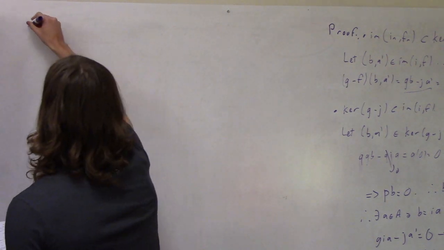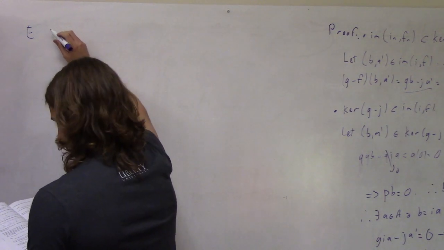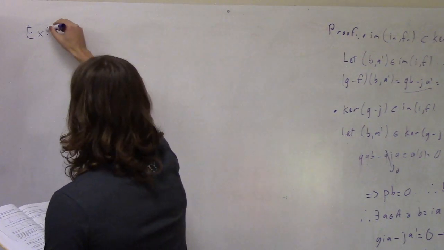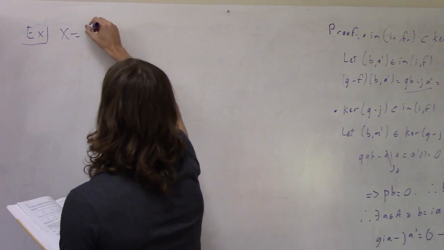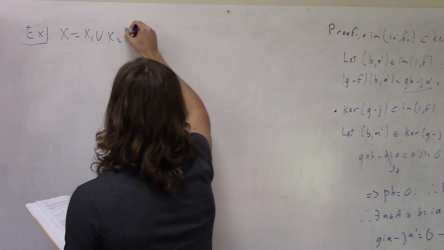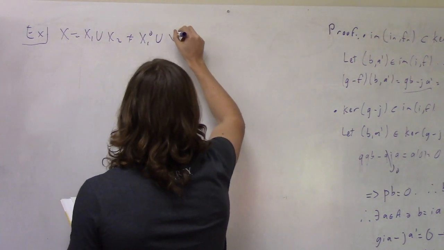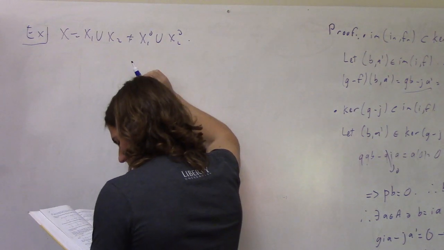Okay, so this is an example of where excision wouldn't work because we don't have the required properties. So it's an example of where X equals X1 union X2, but not the union of the interiors. Okay, this is a kind of interesting one.